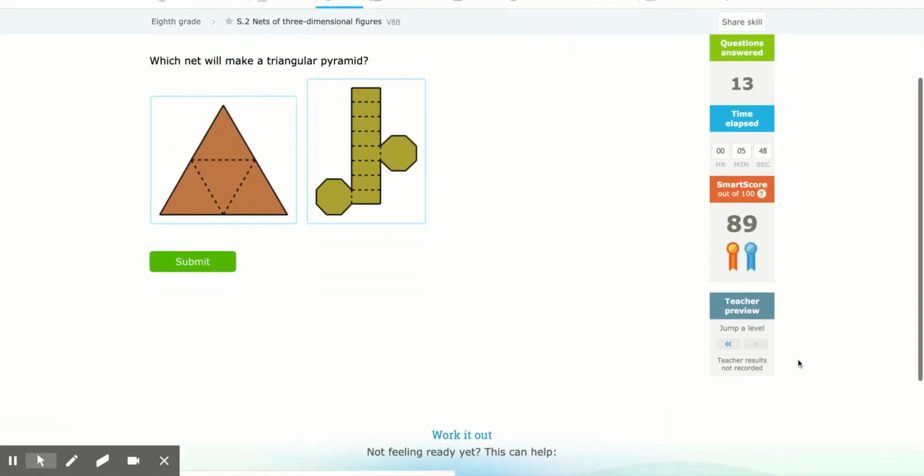Again, triangular pyramid. Well, that's going to be that one.